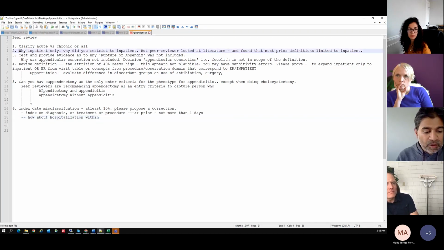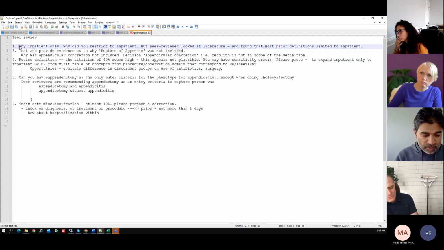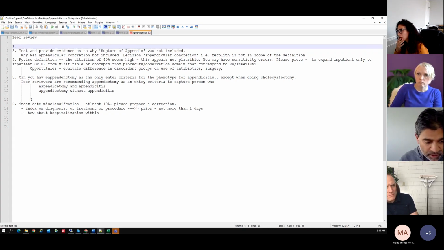Okay, this is good. So the question about why inpatient has been clarified. Most peer-reviewed literature shows use of inpatient. But what we're observing is we have a huge attrition, so we do an empirical test to figure out the attrition. So I'm going to move that comment here.